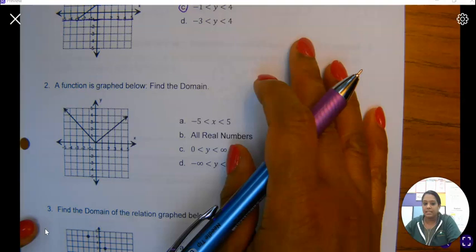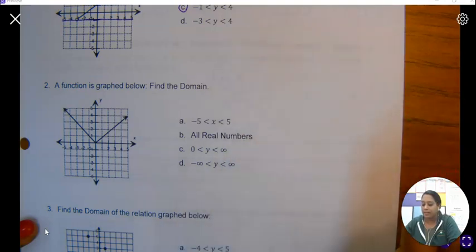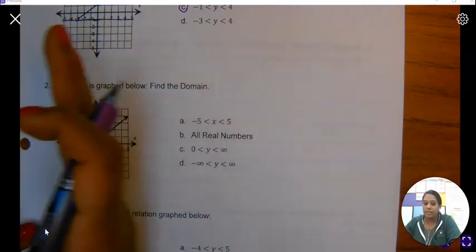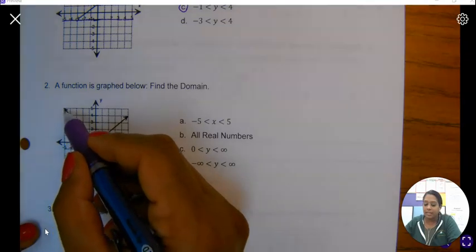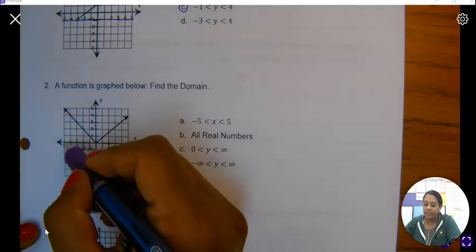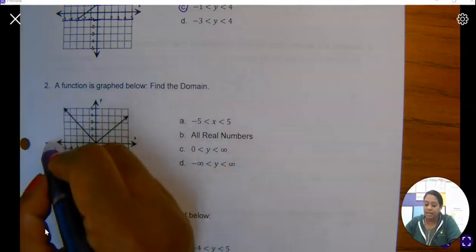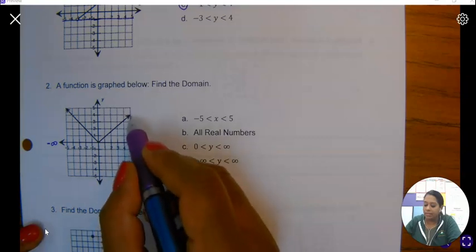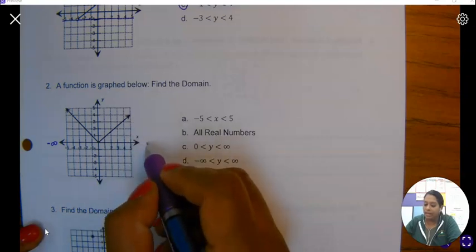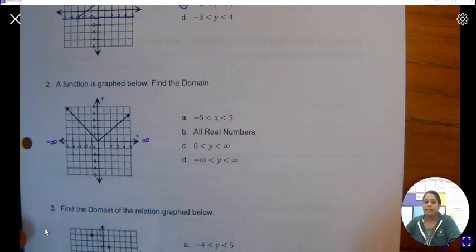The second question says find the domain. All right, well, the domain of the function, you start on the left side and then move right. On the left side, it looks like it's not really starting at -5. It's actually starting at -infinity. And then it's going off. It's not really stopping at +5. It's actually going off to +infinity. So whenever you see something like this, then we say all real numbers.